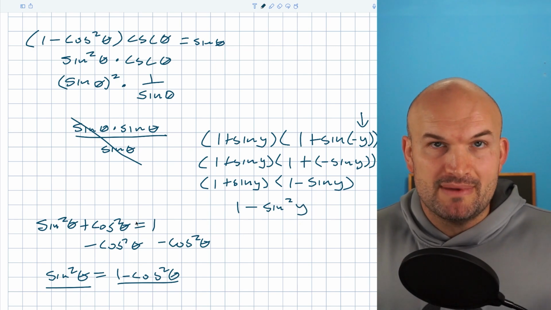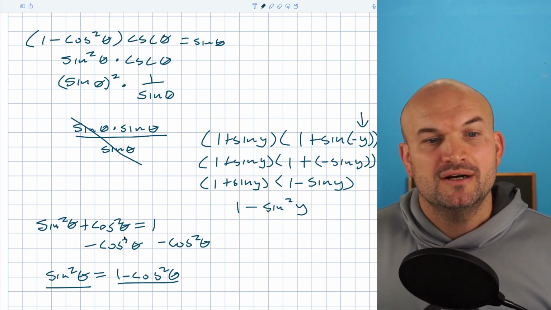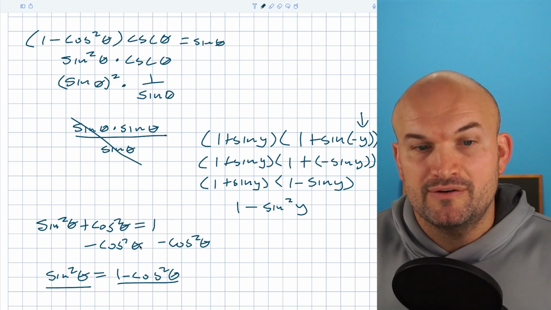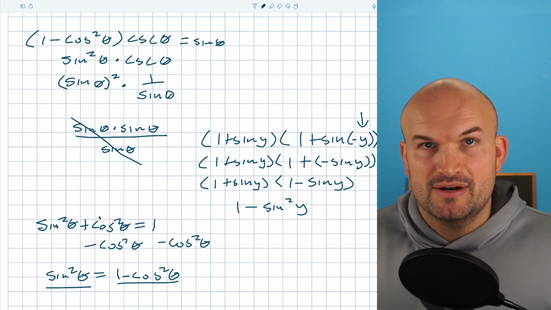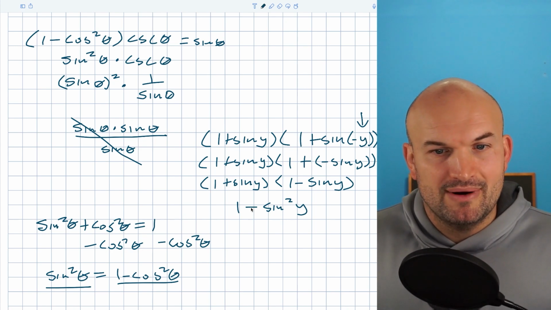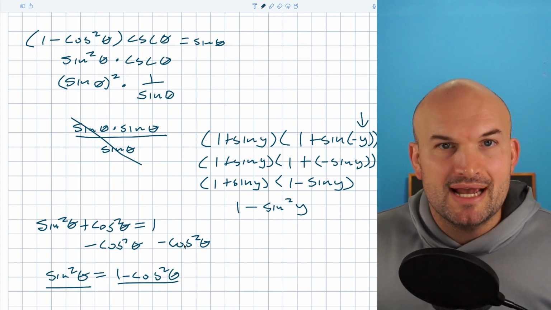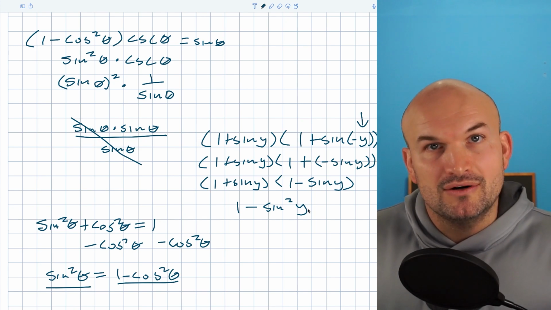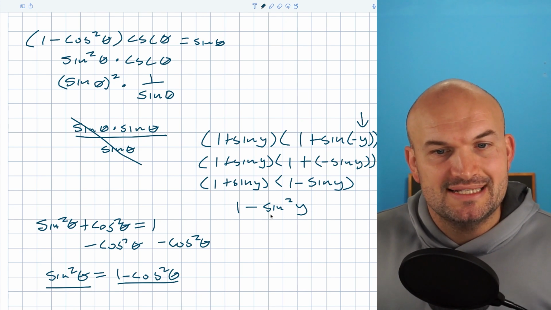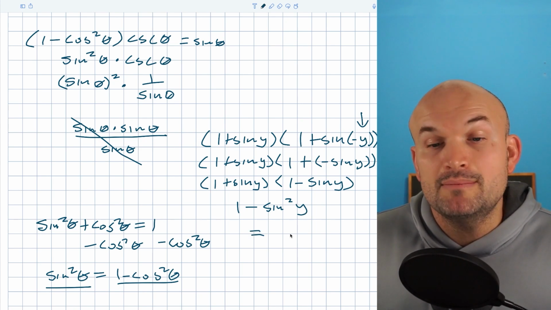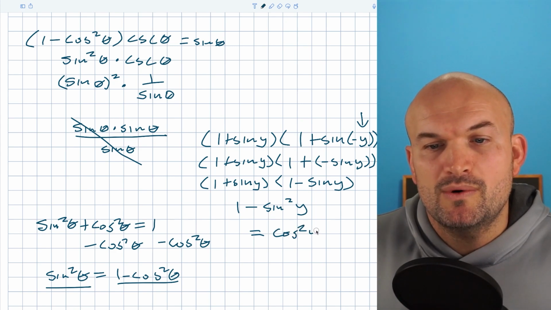And again, going back to my original Pythagorean identity that I have over here, rather than subtracting a cosine squared of theta, what if I subtracted a sine squared of theta on both sides? Well, then I would have a 1 minus a sine squared is going to equal a cosine squared. Now, again, in this case, we're using theta as the angle, and now we're using a y. But again, the idea is going to be exactly the same. So this simplified answer is going to be a cosine squared of y.